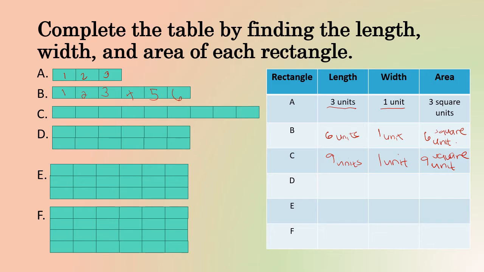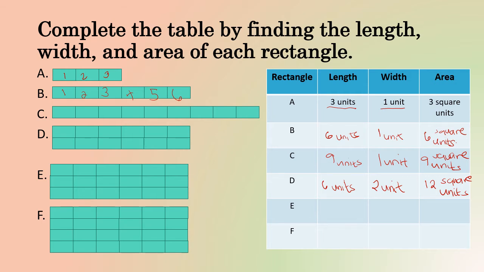How about D? It is a bit thicker. So, how many? 1, 2, 3, 4, 5, 6. 6 units. And then, for the width, how thick is it? We have 1 and 2. So, we have 2 units. So, for the area, 6 times 2, that is 12 square units. So, 1, 2, 3, 4, 5, 6, 7, 8, 9, 10, 11, 12. So, instead of counting, just multiply. So, there is a shortcut.